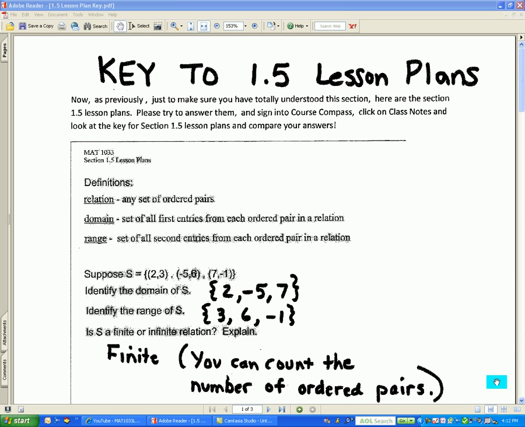Okay, ladies and gentlemen, we're going to continue with section 1.5. Actually, we're starting it. This is the first video to go with this section.